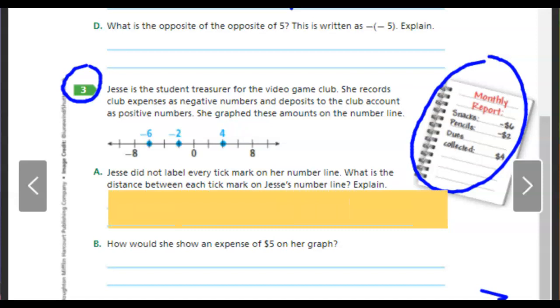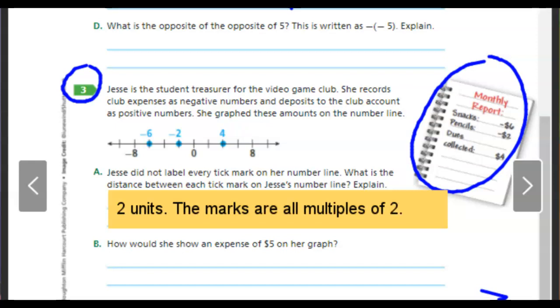So what is the distance between each tick mark? 2 units. And then you can explain. You can say that if you counted by ones, you would only get to 4, but she did 8. So I know that they're multiples of 2. So the tick marks are all multiples of 2.